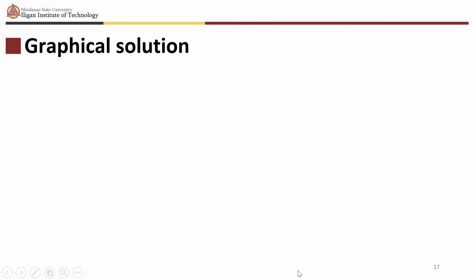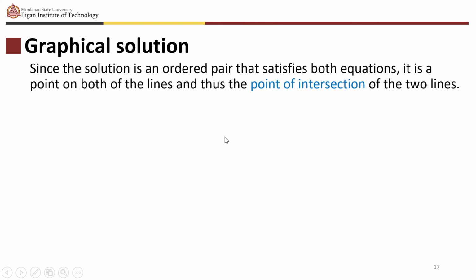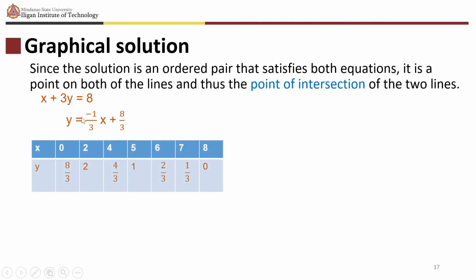So that's the conclusion. For the graphical solution, what do we do? We again simply sketch x plus 3y equals 8 and also sketch your other equation. You can rewrite x plus 3y equals 8 into this equation, and then again, try to solve for values of y when you substitute the following values of x.